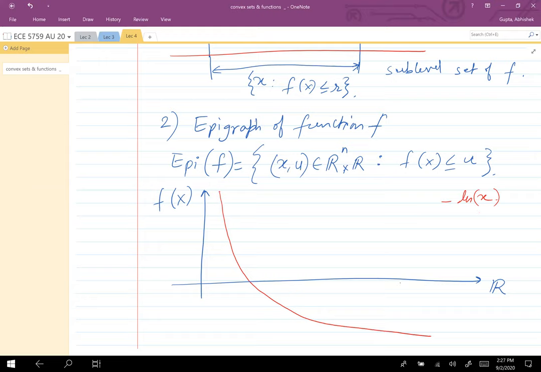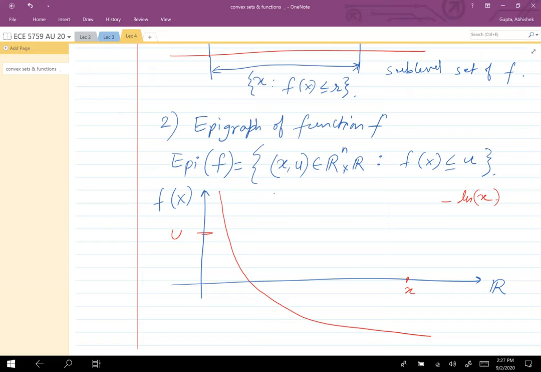So this would be my x. This would be my u. So what's the set of all (x, u) such that f(x) is less than or equal to u? Come on, someone must try. You can be wrong, that's completely fine. Question again, please. 1 to infinity. 1 to infinity. But this is a two-dimensional object, right? So (x, u) is in R^n cross R. In this case, n is equal to 1. So you have to say something that is two-dimensional. 1 to infinity is a one-dimensional object.